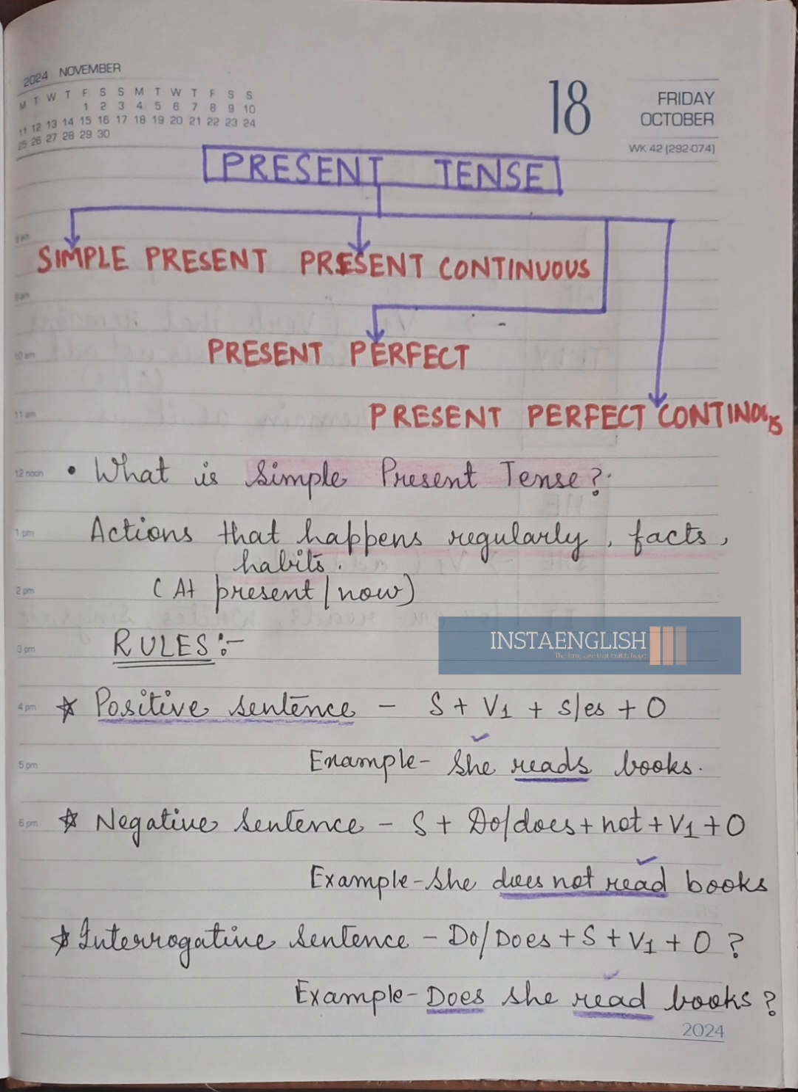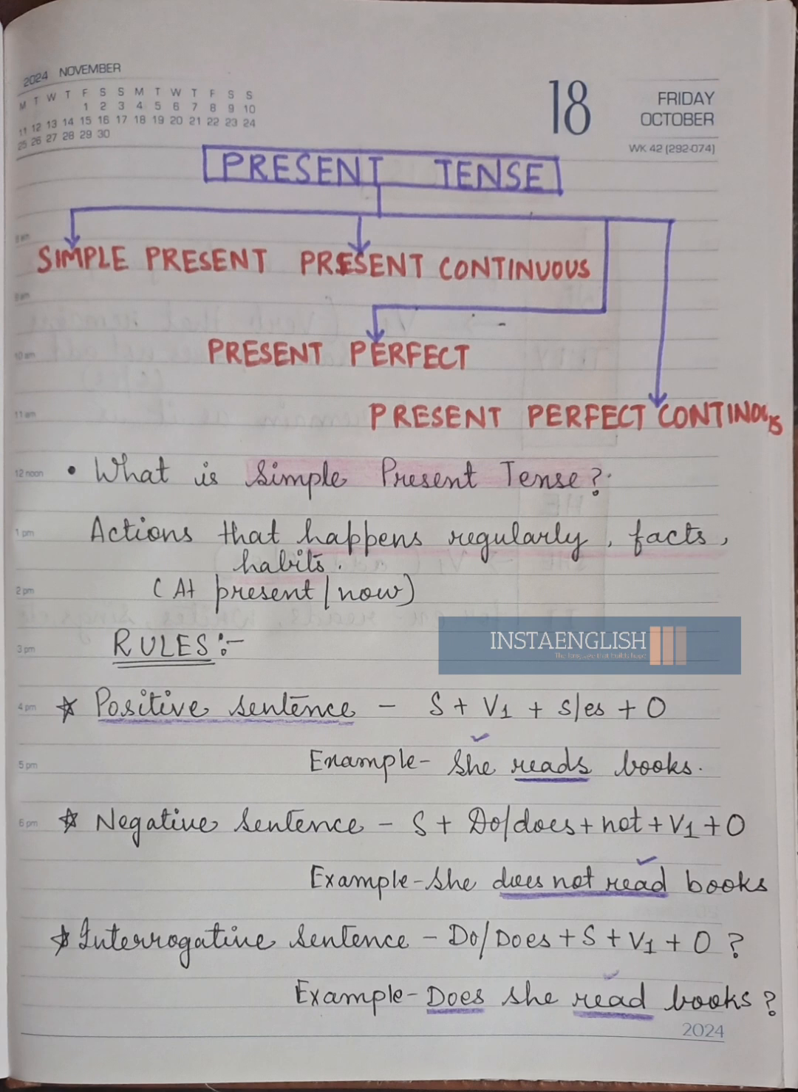So here, my dear learners, simple present tense is the action that happens regularly, or it is the habits that we often do or tell someone about something, or it is the universal facts or truths that usually happen from time to time. So what are the rules of simple present tense?